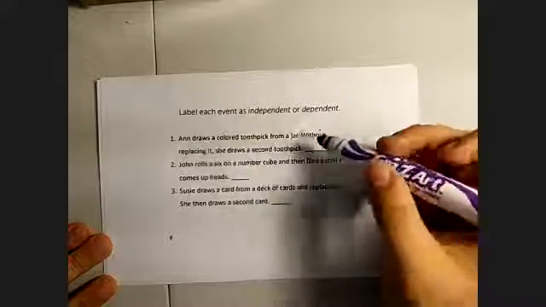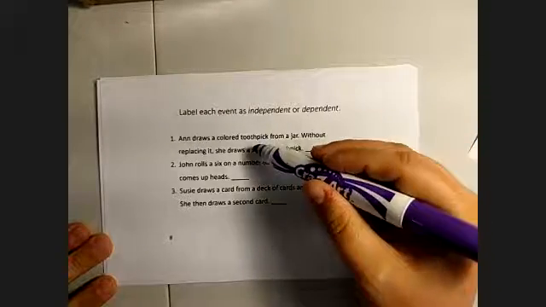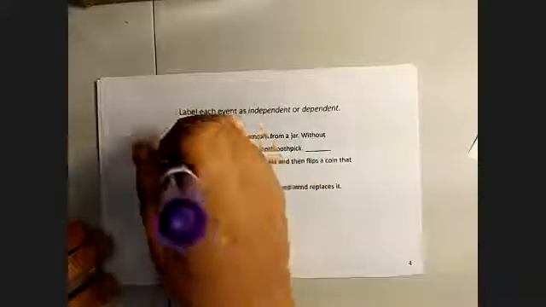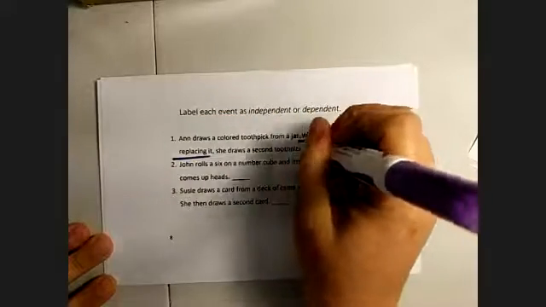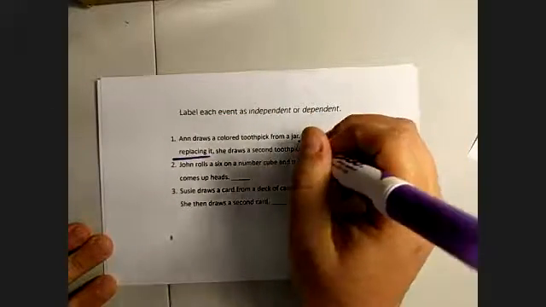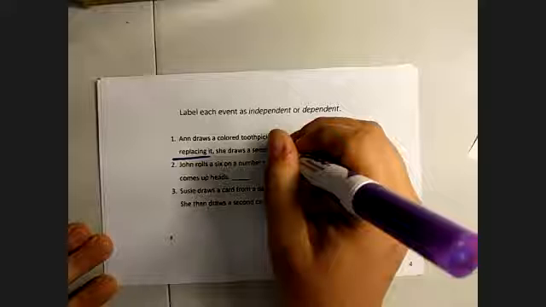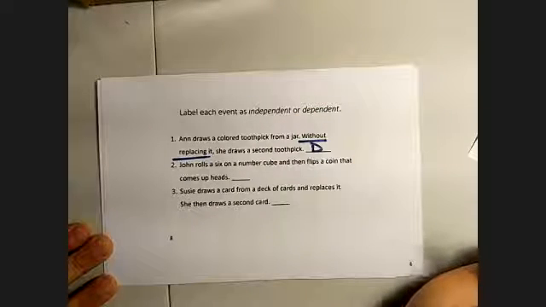So Anne draws a colored toothpick from a jar. Without replacing it, she draws a second toothpick. Well, if she doesn't replace it, that means it's going to be a dependent event, because the second toothpick's chances are different because the first toothpick wasn't put back.